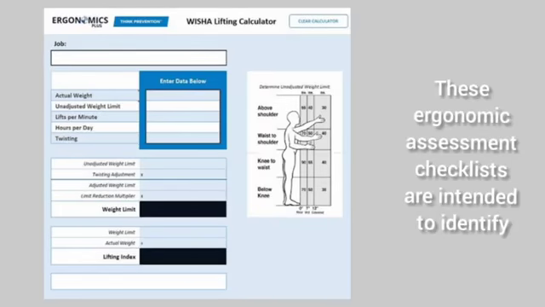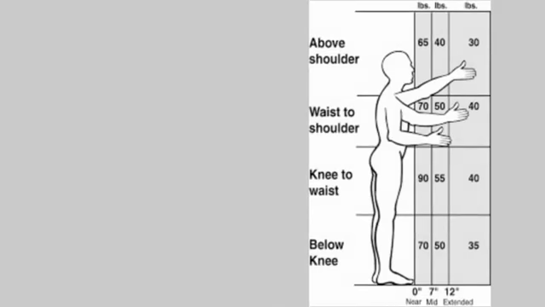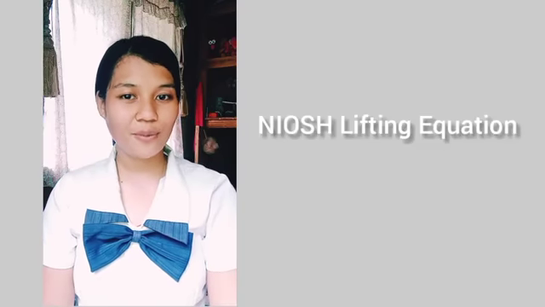These ergonomic assessment checklists are intended to identify physical risk associated with certain movements and postures at work. If you want to try some WISHA online calculators, you may go with this WISHA lifting calculator from easycalculation.com and ErgoPlus. Second, the NIOSH lifting equation.